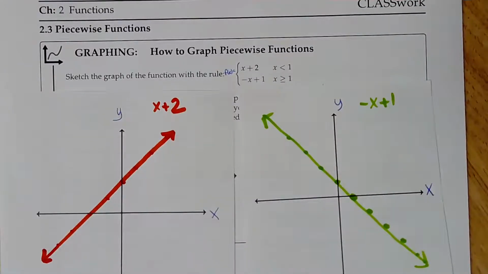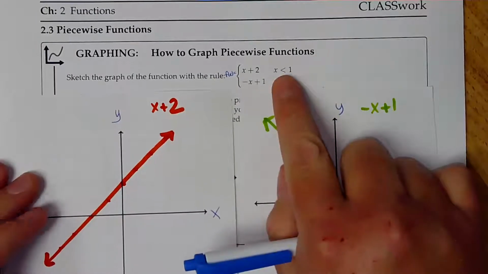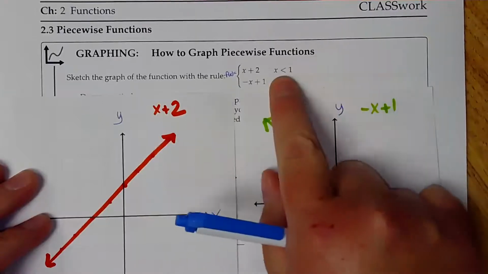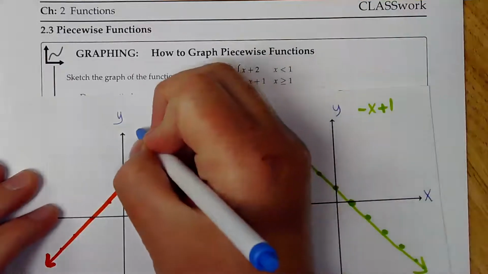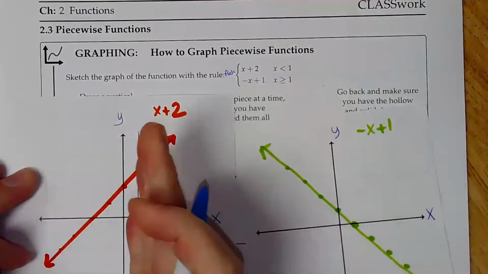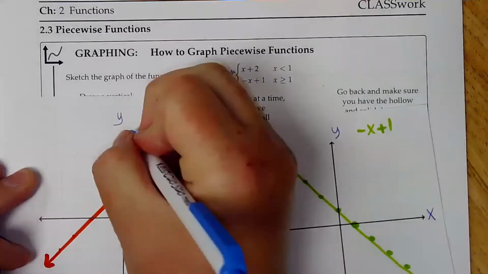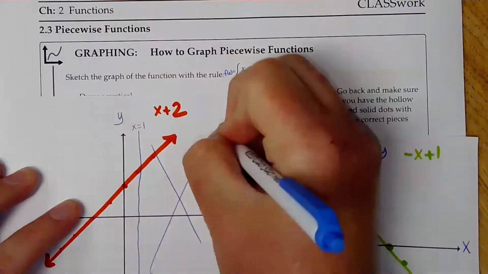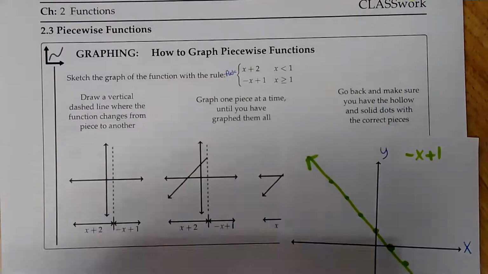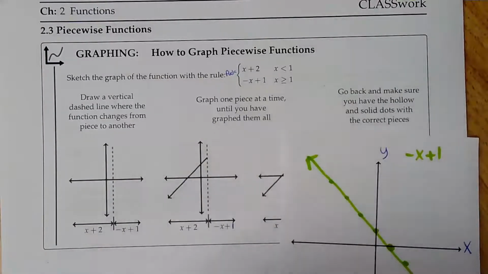And then let's take a look at what this part here is saying. It says use this red graph, the x plus 2 graph, if x is less than 1. So x is 1 right here, and the less than side is on this side. So I don't want that side, okay? Because I only want the part that's less than 1. So I'm actually going to cut that part off since we don't need it.